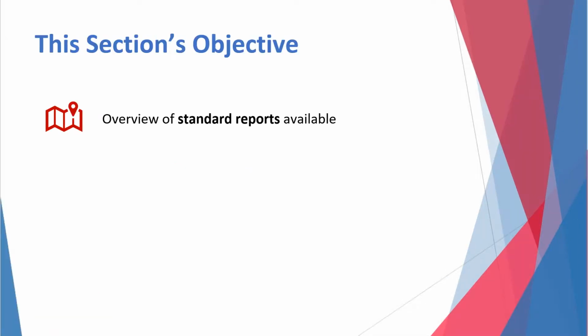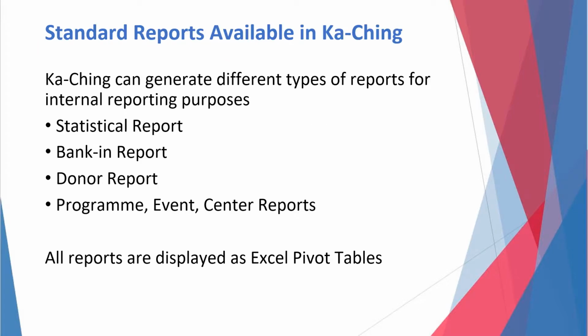In this section, we will show you the standard reports available in our suite for Ka-Ching. This is based on most organizations' requirements. Here is a listing of the types of standard reports available. All reports are displayed as Excel pivot tables which can be manipulated for further reporting if required.